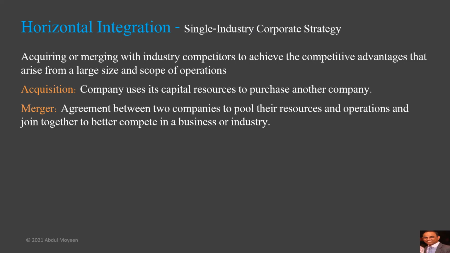So let's discuss the various types of corporate level strategies. We begin our discussion with horizontal integration, which is in other words called the single industry corporate strategy. Horizontal integration is the process of acquiring or merging with industry competitors to achieve the competitive advantage that arises from a large scale or large scope of operations.